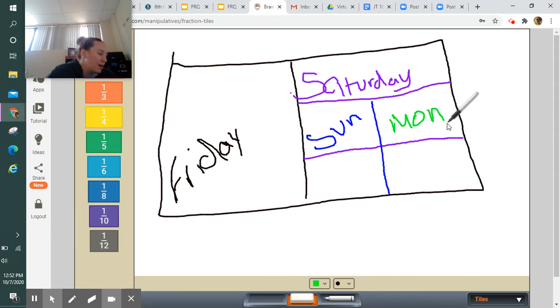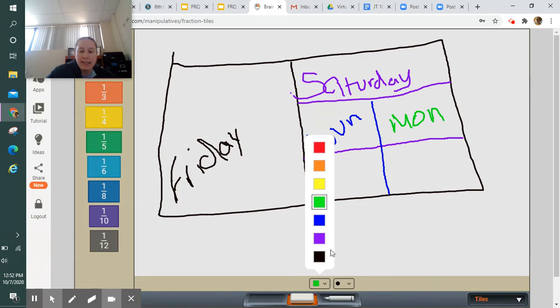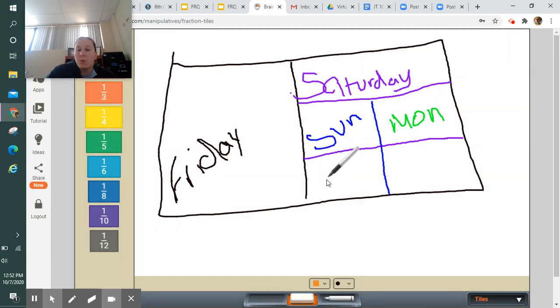Okay. And then on Tuesday, he gave away 1/6 of what remained and had 60 tickets left. So what I'm going to do is split these 2 pieces into 6ths. I'm going to draw 2 lines here, so we have 3 equal pieces, 1, 2, 3, and 2 lines here, so we have 3 equal pieces, 1, 2. So now we have 1, 2, 3, 4, 5, 6.